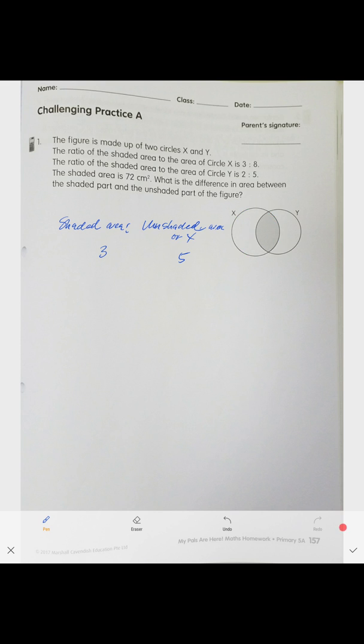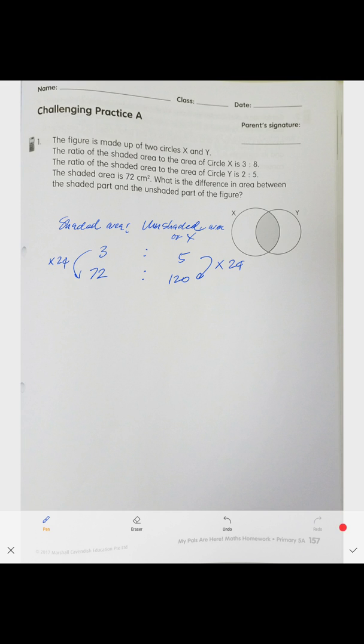Okay, and they give us the shaded area is 72 square centimeters, right? So we basically need to find this number. How do we go from 3 to 72? We need to multiply by 24. And we need to multiply by 24 here too, and we will get our 120.